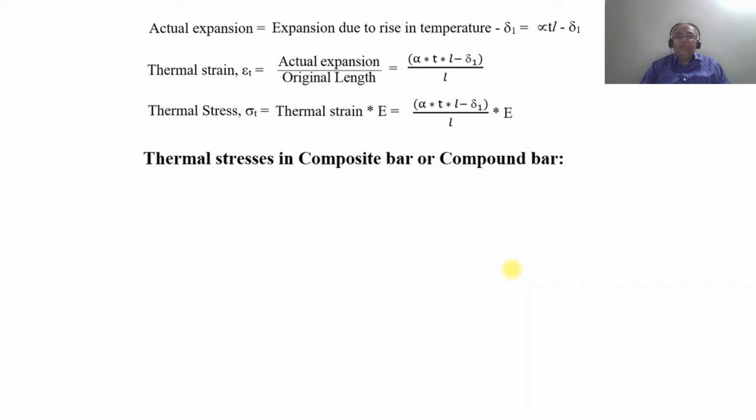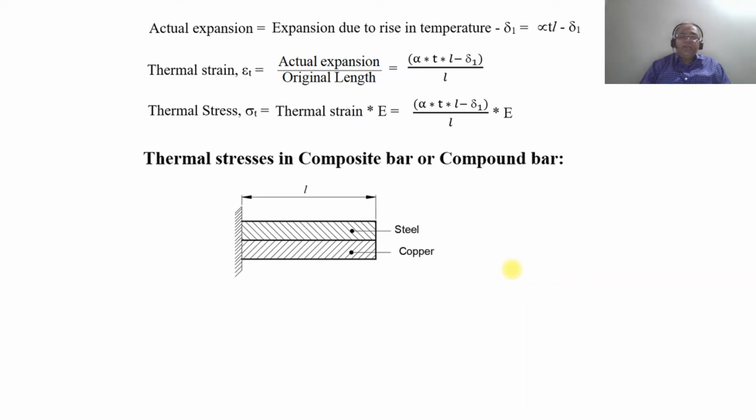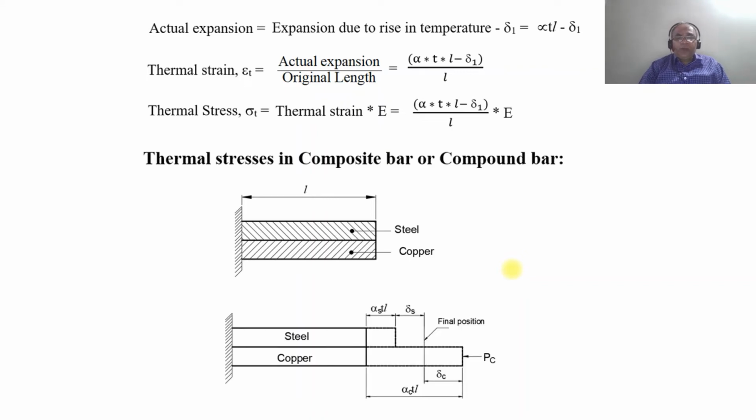The next topic is thermal stresses in a composite bar or compound bar. Consider a composite bar made of two bars of different materials, steel and copper, having equal length. If both members are heated simultaneously, since the coefficient of thermal expansion of steel is lesser than that of copper, the steel will expand up to alpha S into T into L, and the copper will expand up to alpha C into T into L.